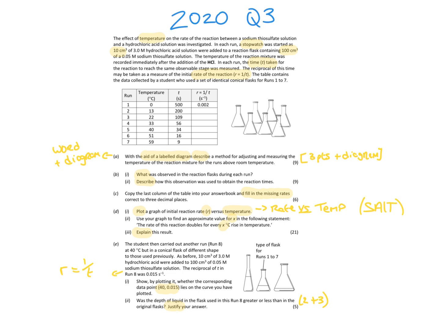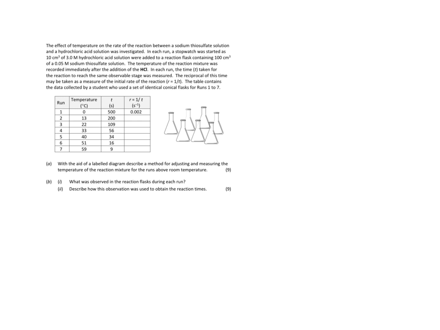Let's go through each part individually now and try and give you the H1 standard answer. So we're going to start by looking at parts A and B. Part A asks you to explain the method for adjusting and measuring the temperature of the reaction mixture with the aid of a labelled diagram.